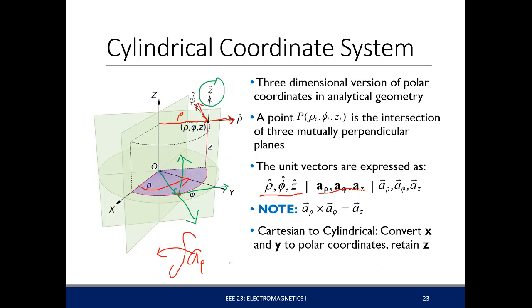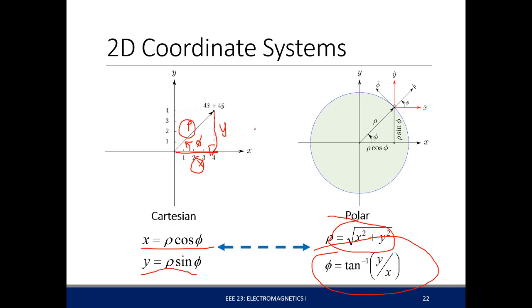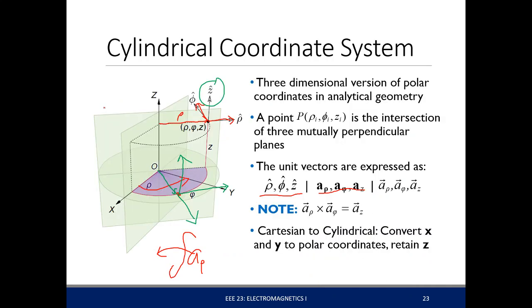Okay. So as compared to your ax, ay, and az, at any point in space, they're still the same in direction. Still the same. If you're here, it's still the same. So if it's in an integral operator, you can actually factor it out. Direction does not change. Okay, so just some note: A rho cross A phi is equal to AZ.